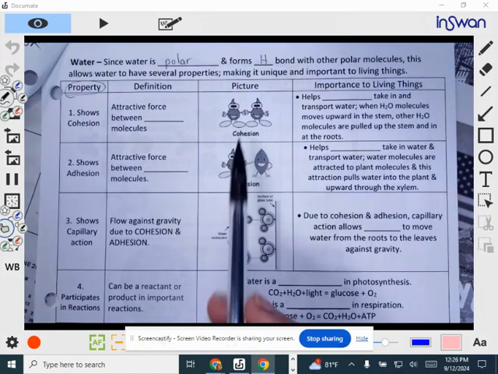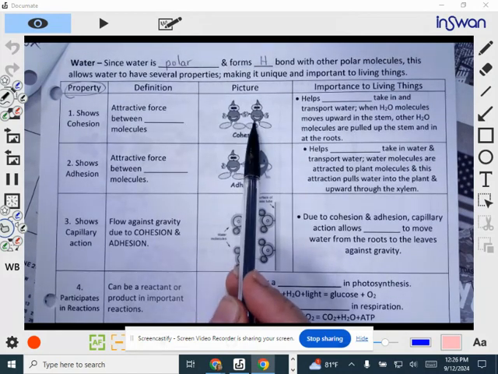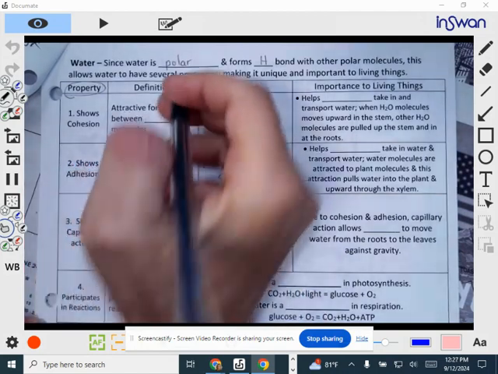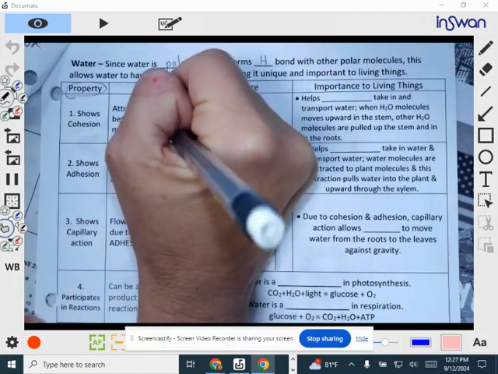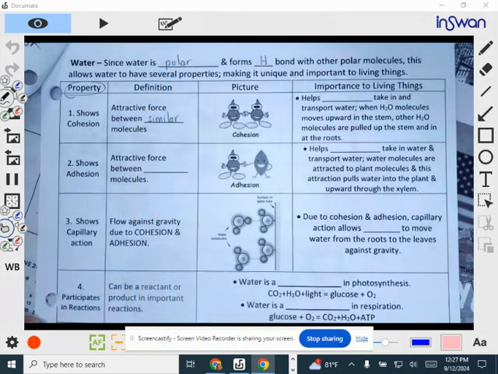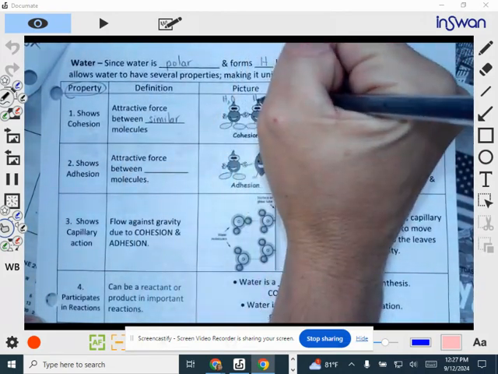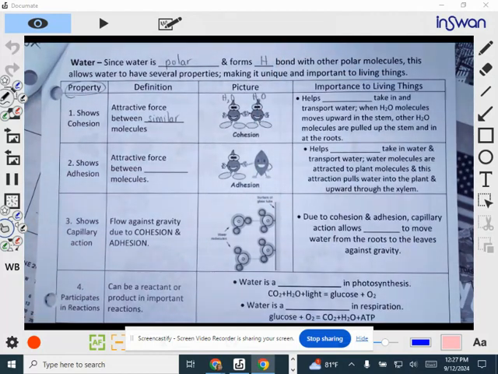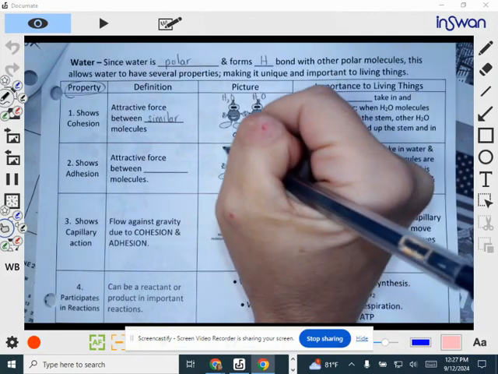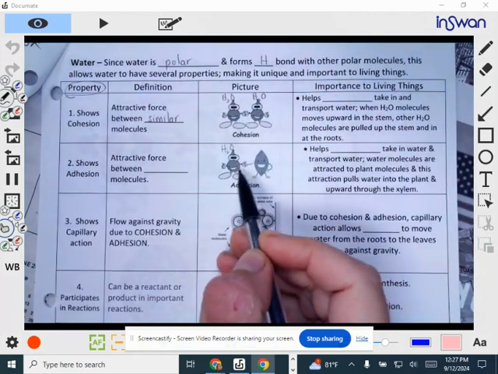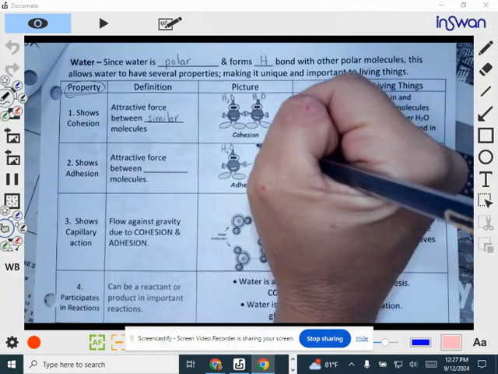Whenever you have two similar molecules being attracted to one another, we call that cohesion. So cohesion is the attractive force between similar molecules. We know water is attracted to other water molecules because the partial charges are attracted to each other.